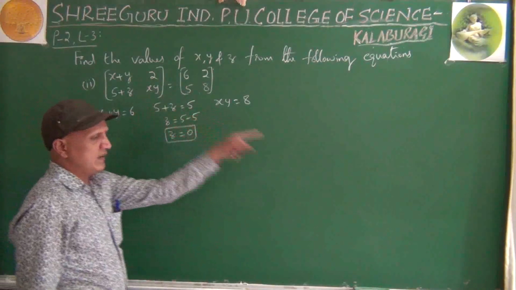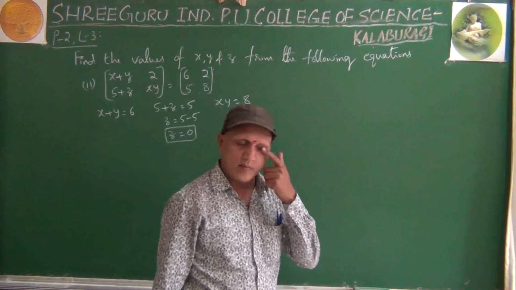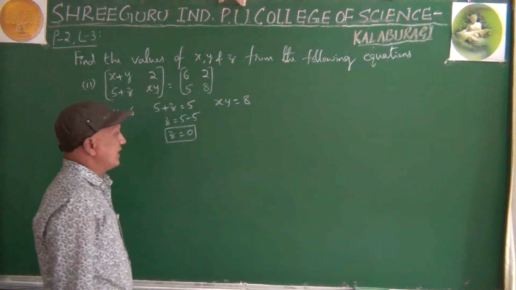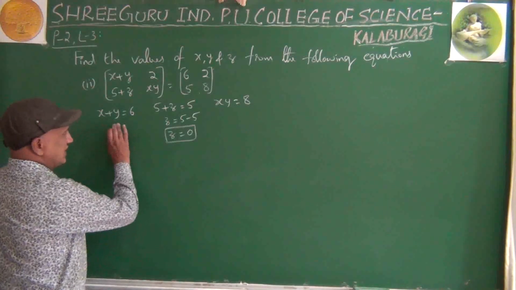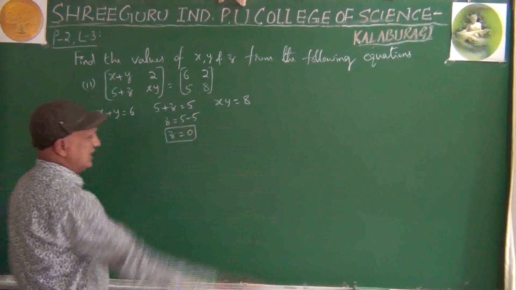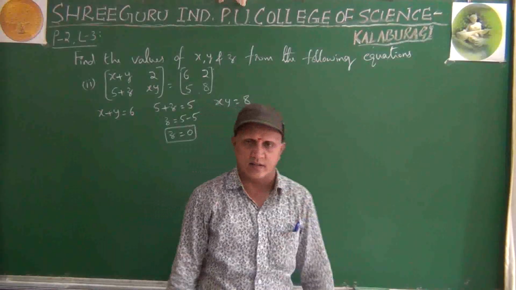Send this 5 that side, it becomes minus 5. 5 minus 5 equals 0. So z equals 0. Right? Coming to this one and this one, how to get x and y values? Here two methods are there.